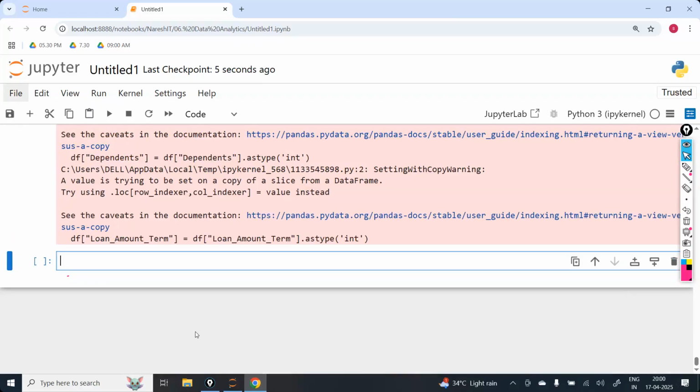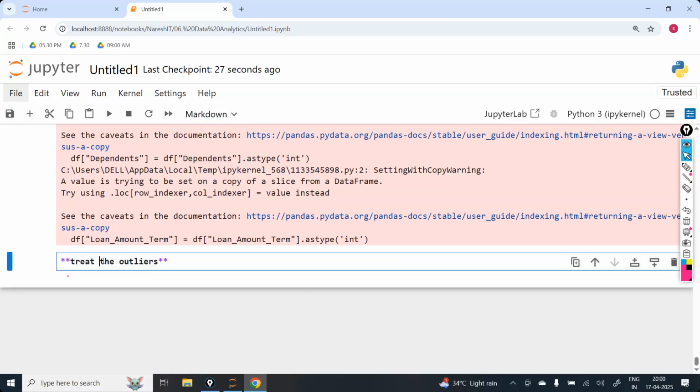Duplicates are anyway not there, so no need to treat the duplicates. Treating the missing values is completed. What is left is treating the outliers. Now the remaining step is to treat the outliers. How to treat the outliers? This is the point.